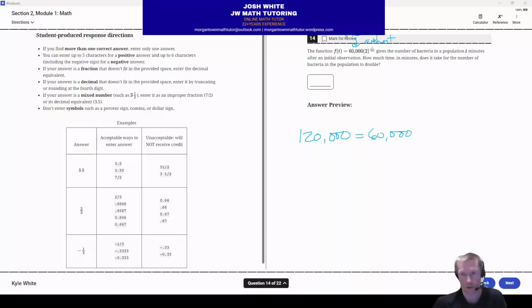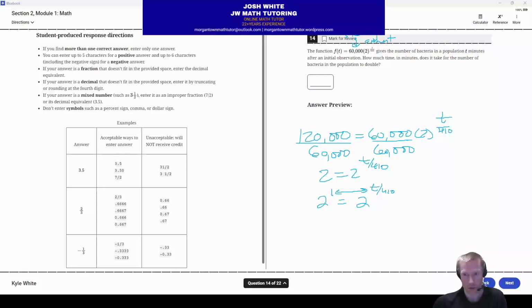So you set up the equation, 120,000 equals 60,000 times 2 to the t over 410. This might look like an exponential equation that you need to solve using log functions or ln's, but you do not need to do that, because if you divide by 60,000 on both sides, you end up with 2 equals 2 to the t over 410. On the left side you have 2, which is the same as 2 to the first. On the right side you have 2 to something, t over 410. So these two exponents need to be equal. In other words, t divided by 410 has to equal 1. Therefore, the amount of time required for it to double is 410 minutes. So the correct answer is 410.